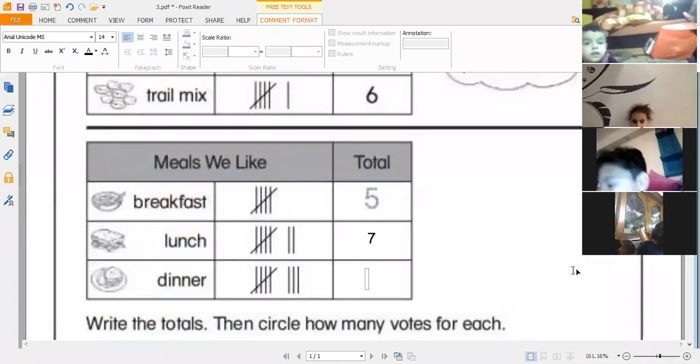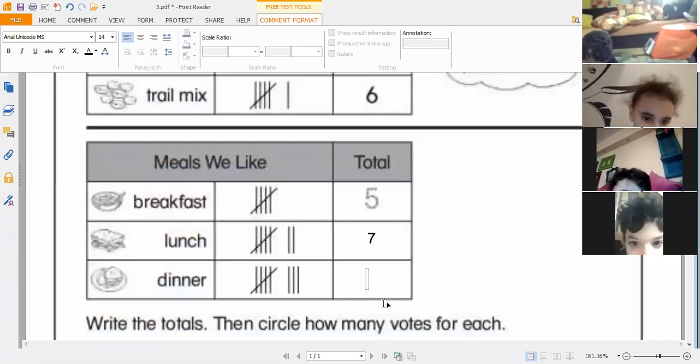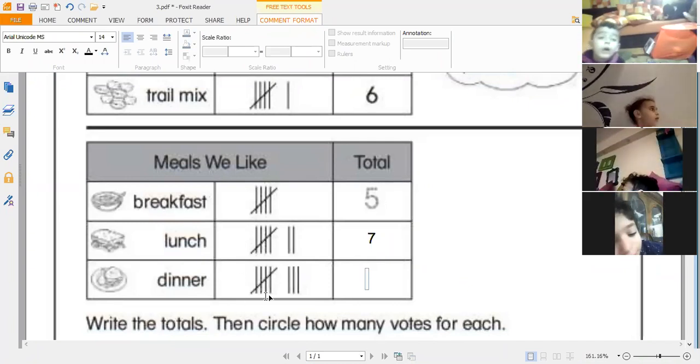Yassin Ayman, how many dinner meals? 8. Okay, this shape represents which number? 5. Yes, so we will count after 5: 6, 7, 8. Very good.